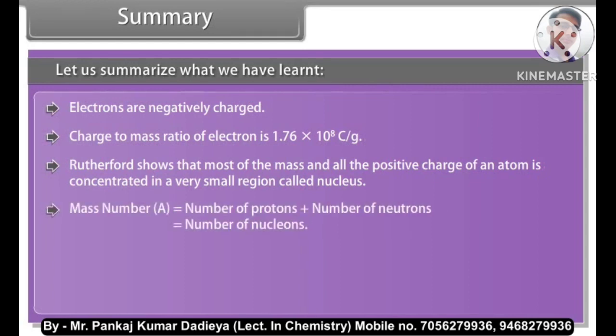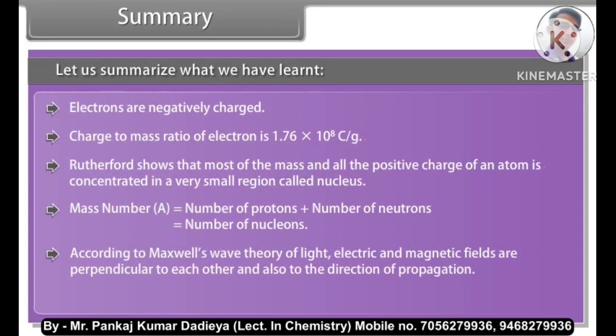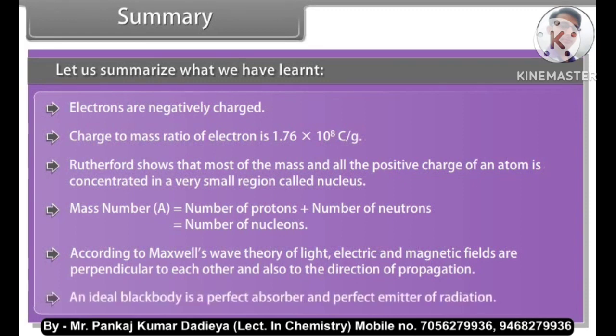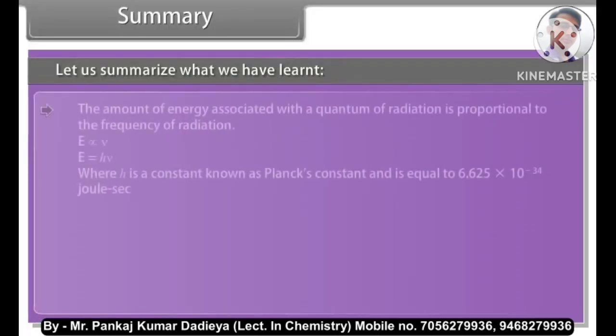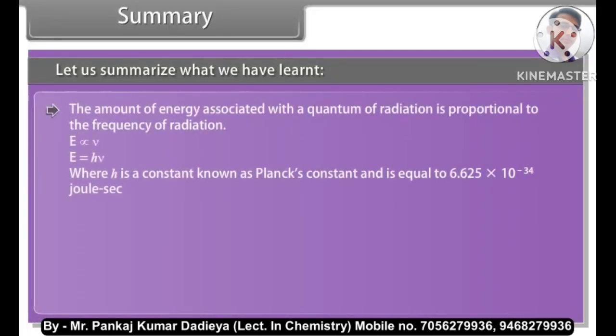Mass number A is equal to number of protons plus number of neutrons, which is equal to number of nucleons. According to Maxwell's wave theory of light, electric and magnetic fields are perpendicular to each other and also to the direction of propagation. An ideal black body is a perfect absorber and perfect emitter of radiation. The amount of energy associated with the quantum of radiation is proportional to the frequency of radiation, where the constant is known as Planck's constant and is equal to 6.625 × 10^-34 joule second.